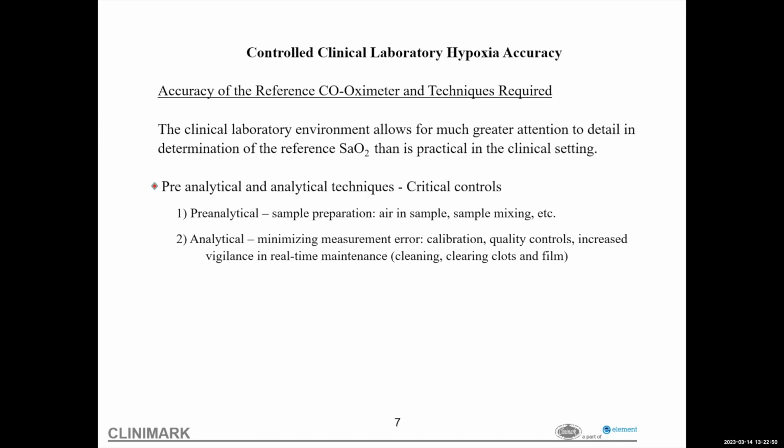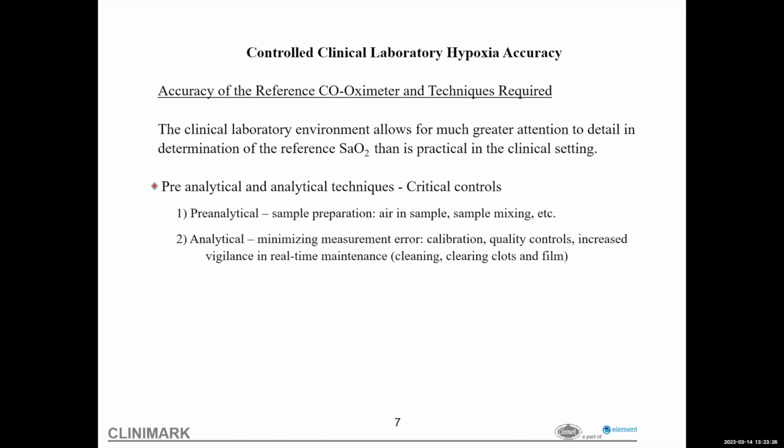Now, something that's very important in this type of test are the pre-analytical and analytical techniques that were referred to a couple of times earlier today. Pre-analytical sample preparation, air in the sample, sample mixing, etc., is very important. And then the analytical is minimizing the measurement error with the calibrations and quality controls and increased vigilance in real-time related maintenance, like cleaning, clearing plots and film during data collection or running a sample in the co-oximeter.